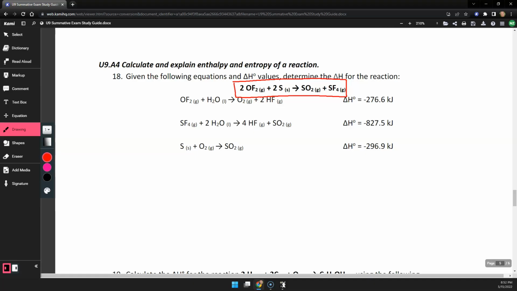Anything that exists on the product and the reactant side, when we add the three reactions together, will cancel out. We're allowed to flip the three equations. If we flip them, we're going to change our delta H value. The other thing we're allowed to do is multiply the entire equation. And if we multiply the entire equation, we are also going to multiply the delta H value by whatever that was. Okay, so let's go through and do the first one.